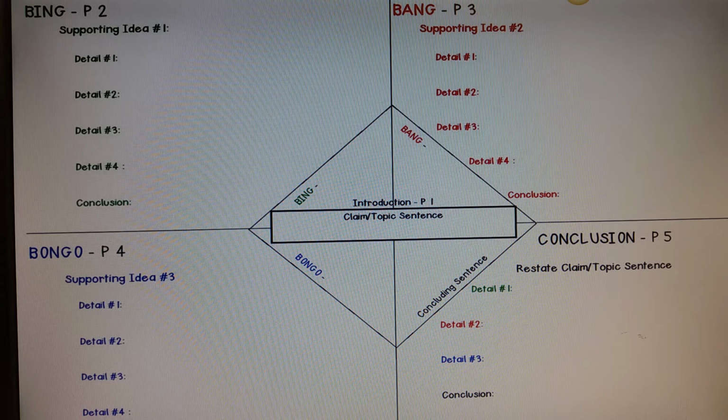So it is time for you to pause the video for a minute and fold your diamond graphic and then bring it back together so that we can create our diamond graphic. So the first thing we need to do is identify our topic sentence.